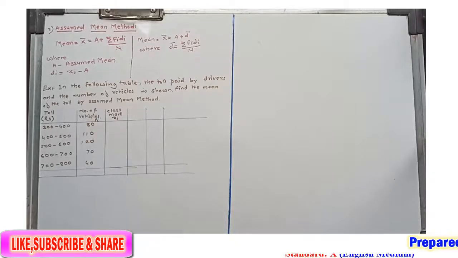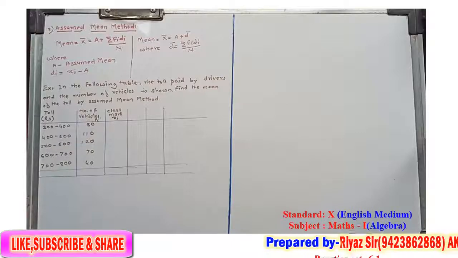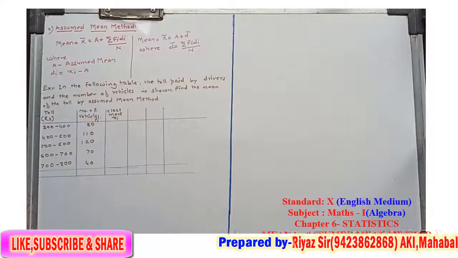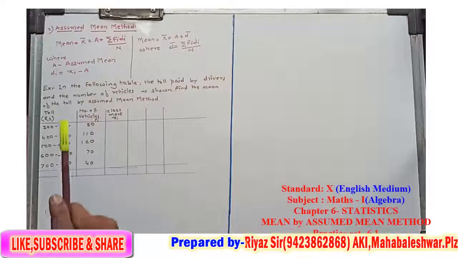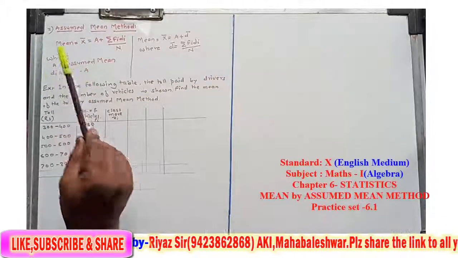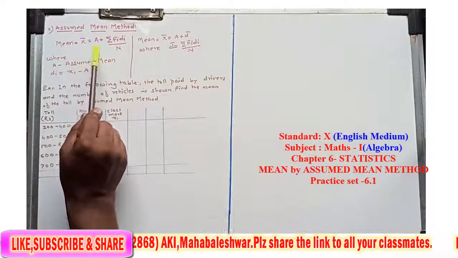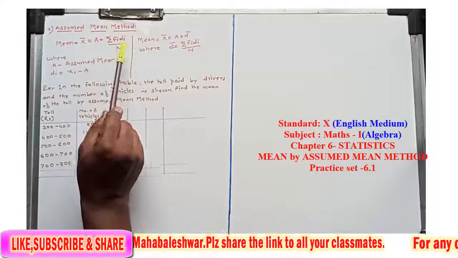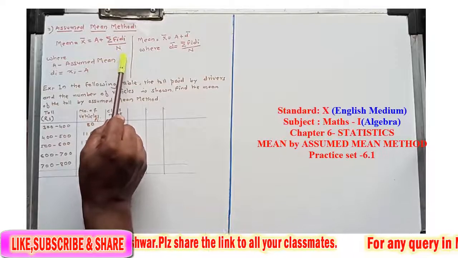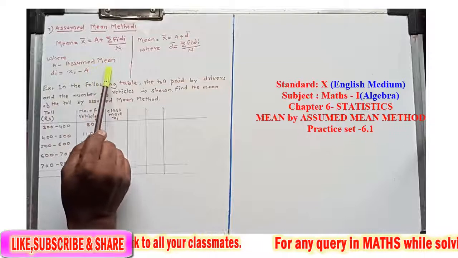Hello students, in today's video we'll see the second method to find mean, and the name of the method is assumed mean method. The formula to find mean by assumed mean method is x bar equal to a plus sigma fi di upon capital N, where a is nothing but the assumed mean.